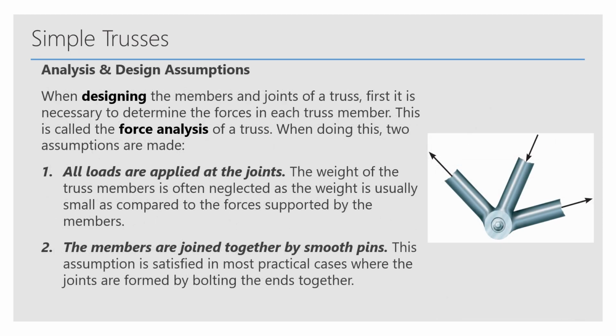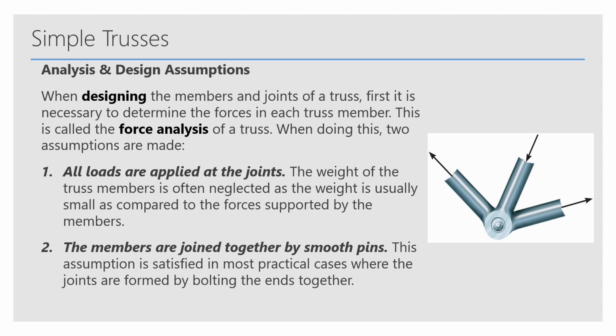Now, our analysis and design assumptions when we're analyzing a truss. When designing the members and joints of a truss, first it is necessary to determine the forces in each truss member. This is called the force analysis for the truss. When doing this, two assumptions are made: all loads are applied at the joints, and the members are joined together by a smooth pin. So it's important to focus on the point that all loads are applied at the joints.